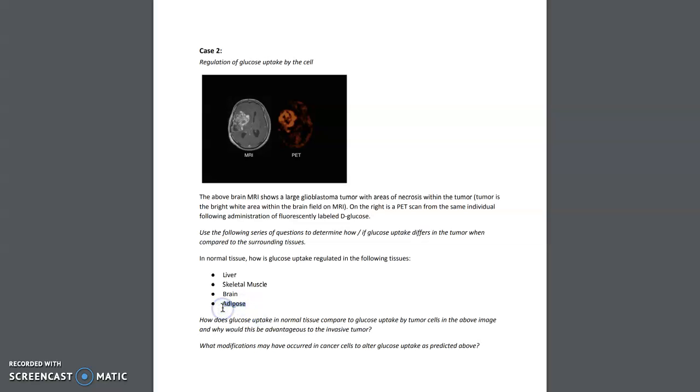In the adipose tissue, it takes up glucose through GLUT4 transporters. As mentioned earlier, GLUT4 transporters are insulin dependent. Therefore, this uptake only occurs during the fed state when glucose levels are high and insulin levels are high.